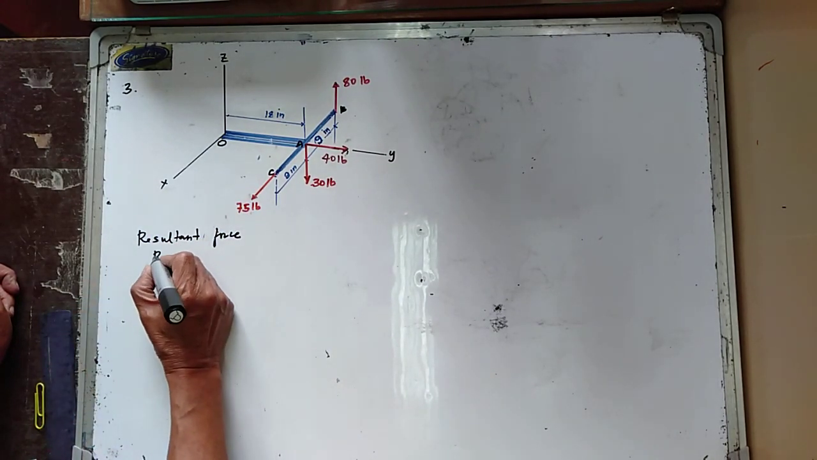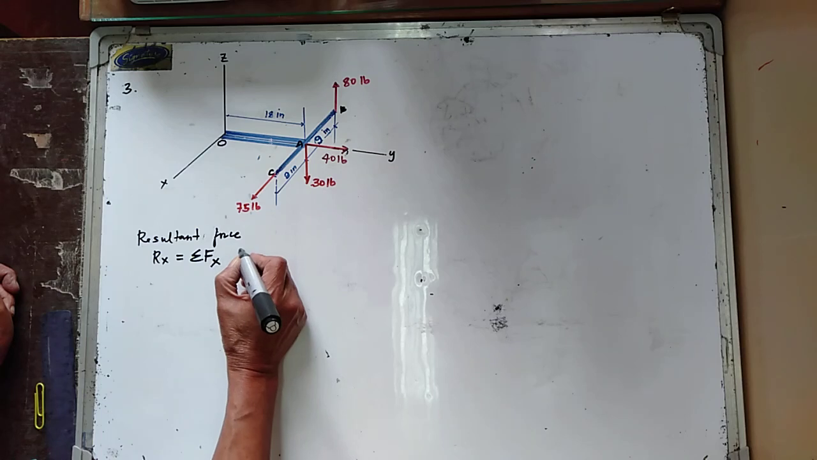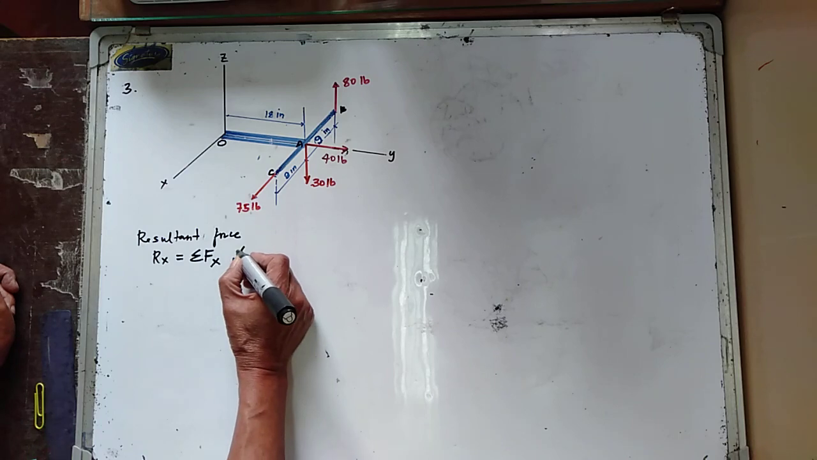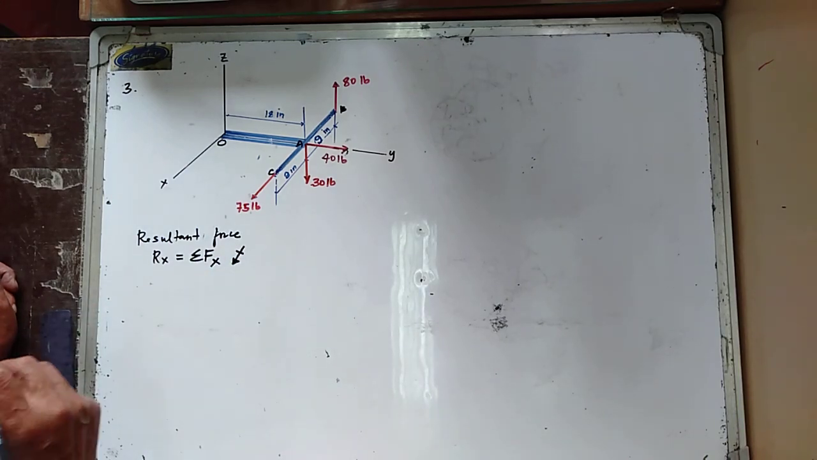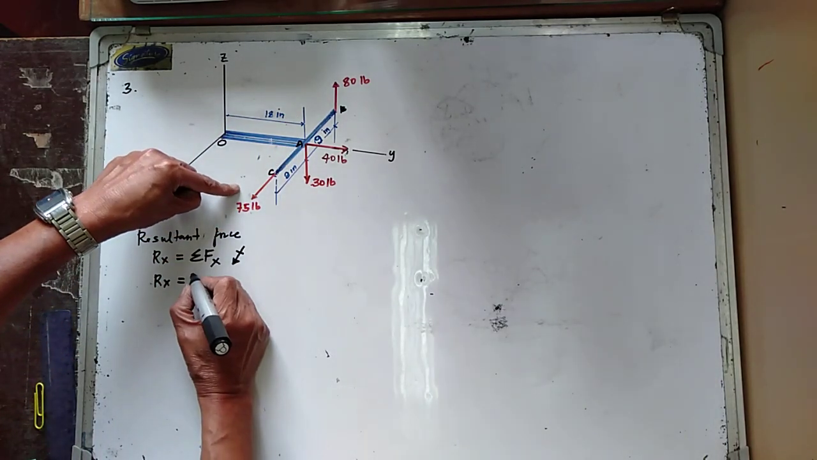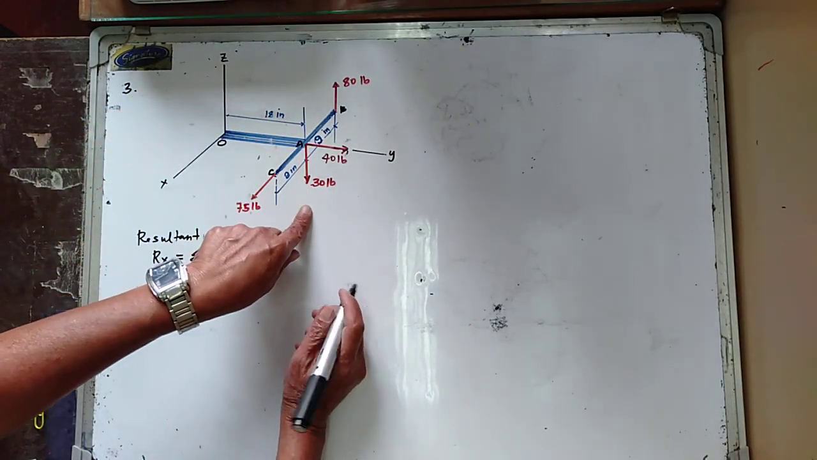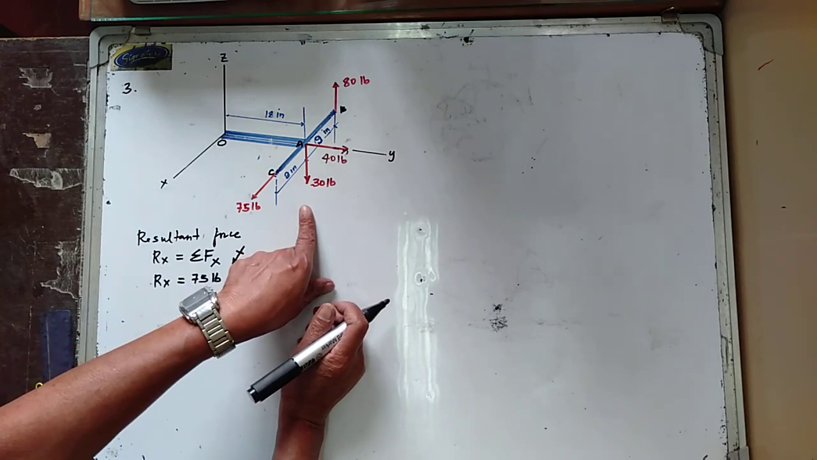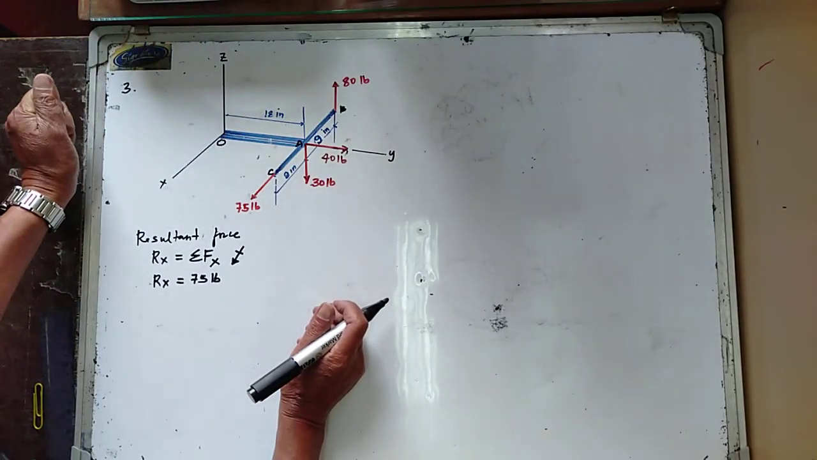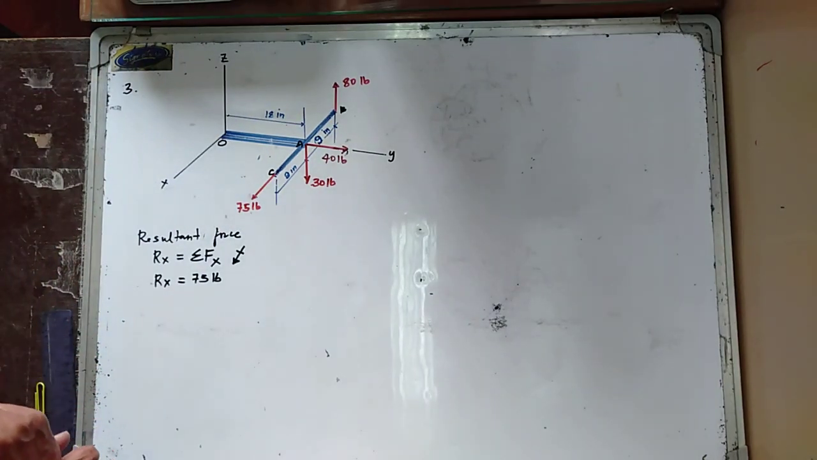So your Rx is equal to summation of forces in the x direction. Let us try to get positive for forces pointing forward. So your Rx in here is now equal to, so we have 75 pounds. Okay, so the 80 pounds and the 30 pounds has no x component because these two forces are parallel to the z-axis, and the 40 pounds in here also has no component because it is parallel to the y-axis.